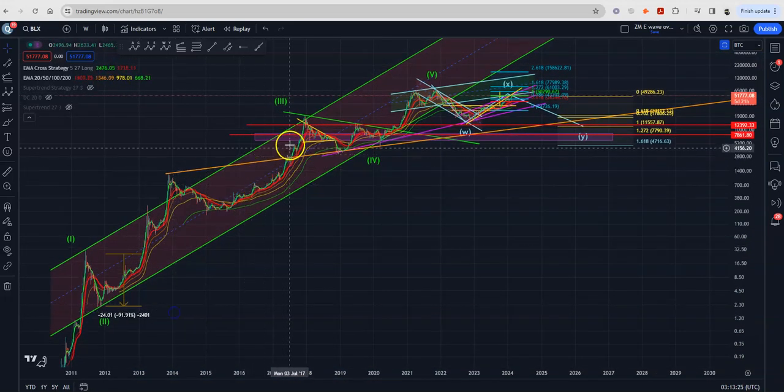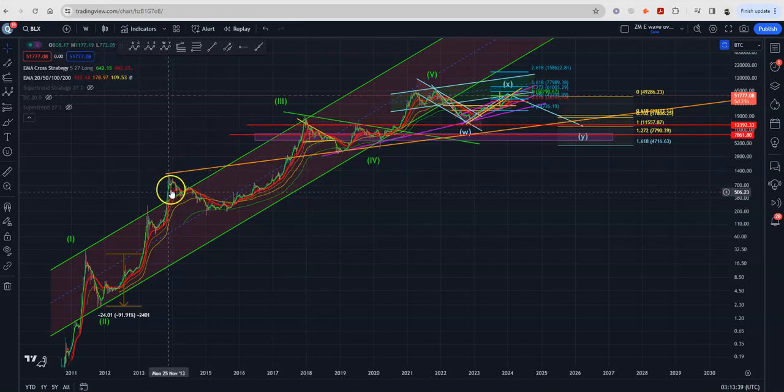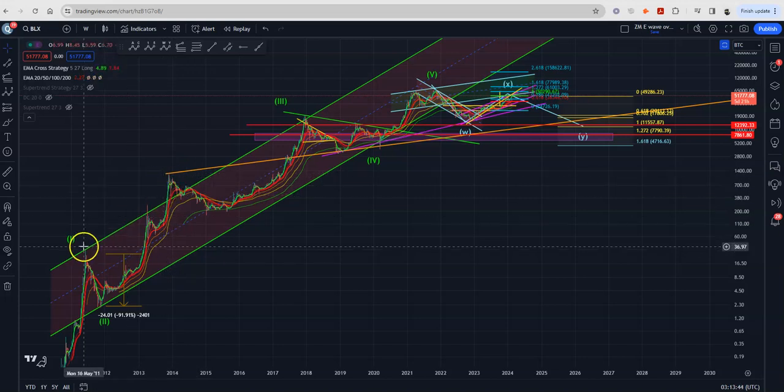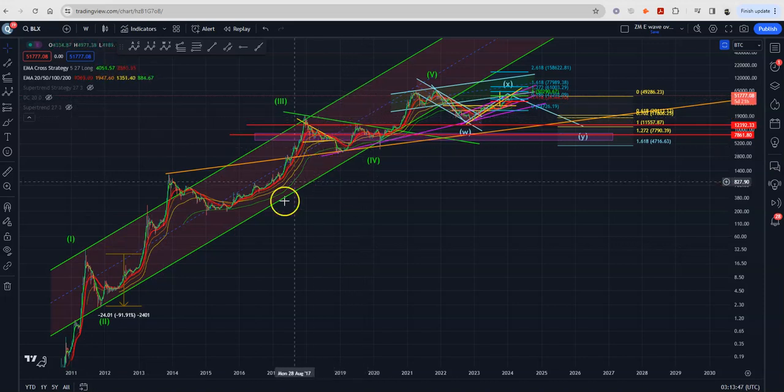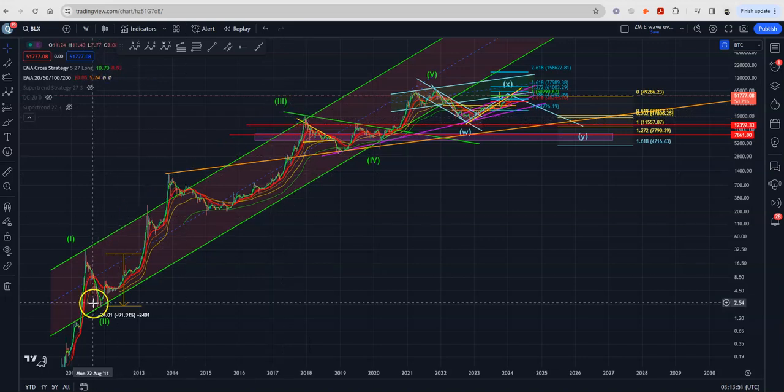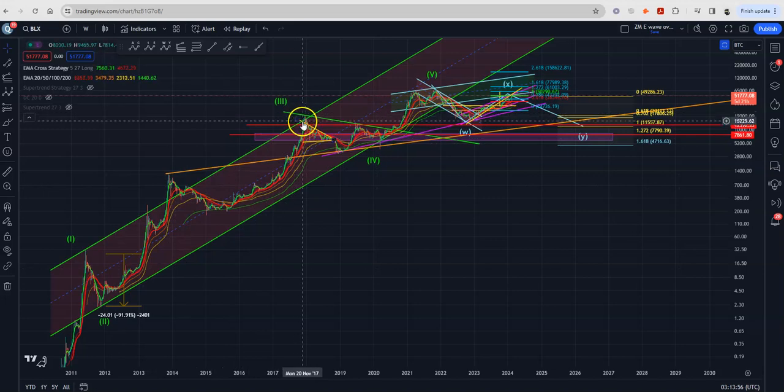This is wave 3. Something characteristic about wave 3s in wave theory is that the third wave has a characteristic tendency to explode out of the channel, and there we have it. So this here would mark the third wave of the third wave. So this would be wave 1, wave 2, wave 3, wave 4, wave 5 into a fifth wave. So this is the third of the third.